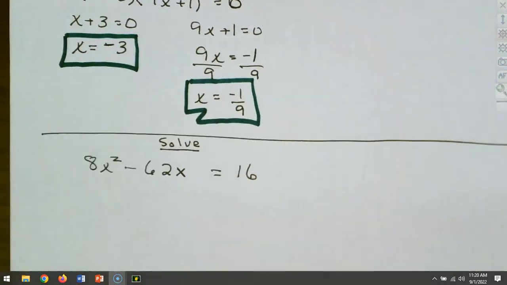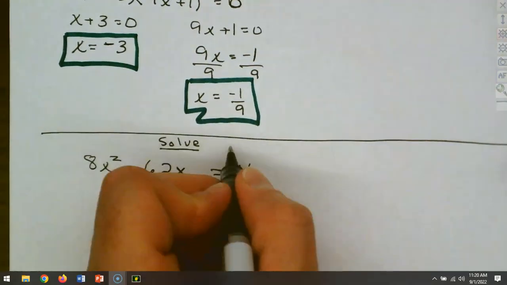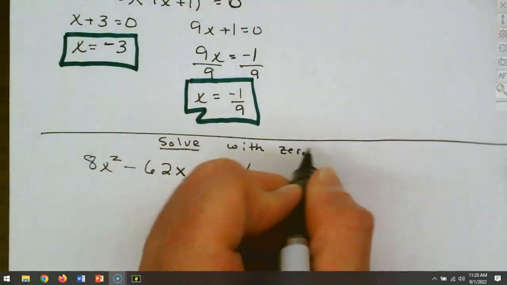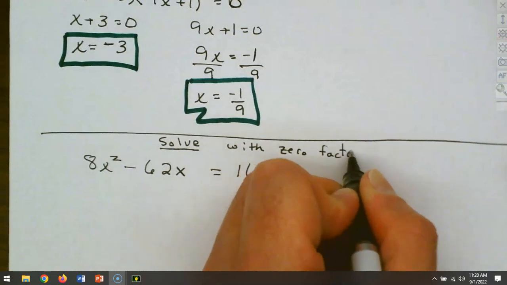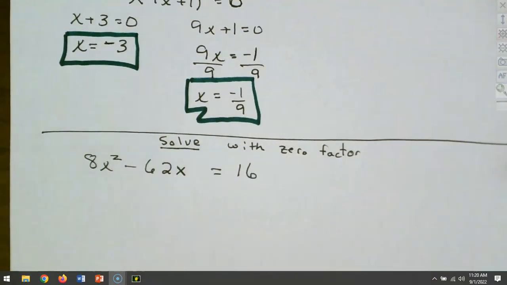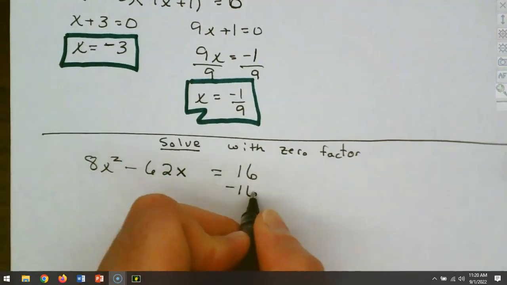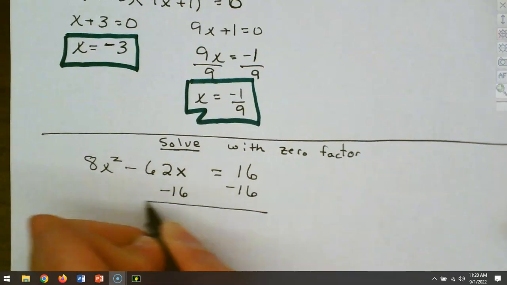So, zero factor, again, is how we're going to solve it. So we're going to solve with zero factor. So, zero factor, it says in the name what to do. You set it to 0, and you factor. So move that 16 over.